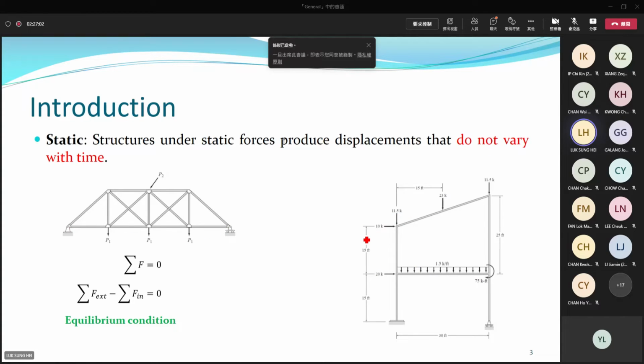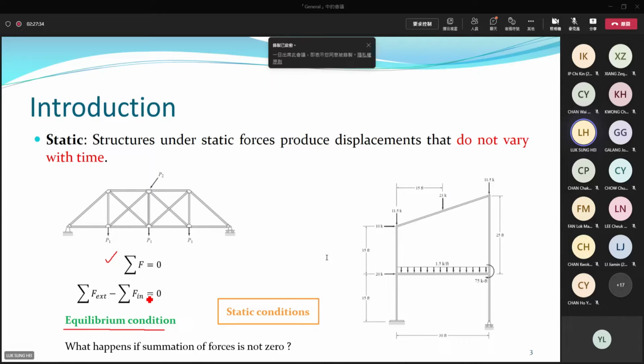In the past, we used equilibrium conditions. Equilibrium condition tells us this equation: summation of force equals 0. When you sum up external force and internal force, it should give you 0. That means equilibrium. That's the condition. Then what about dynamics? Dynamics, simply speaking, you can think about the scenario where summation of force is not equal to 0. When you add up all the forces, in case it's not equal to 0, then what will happen?